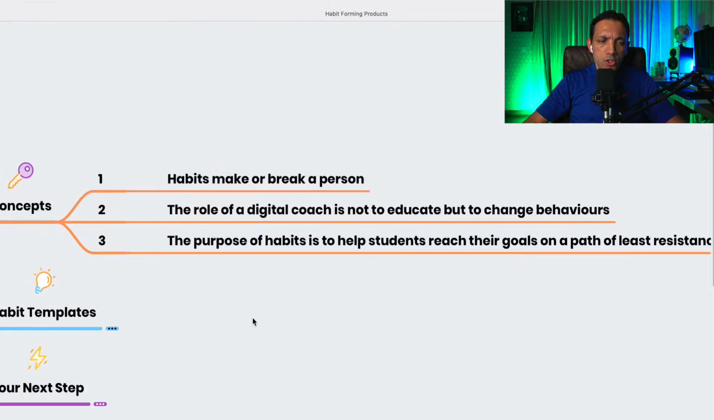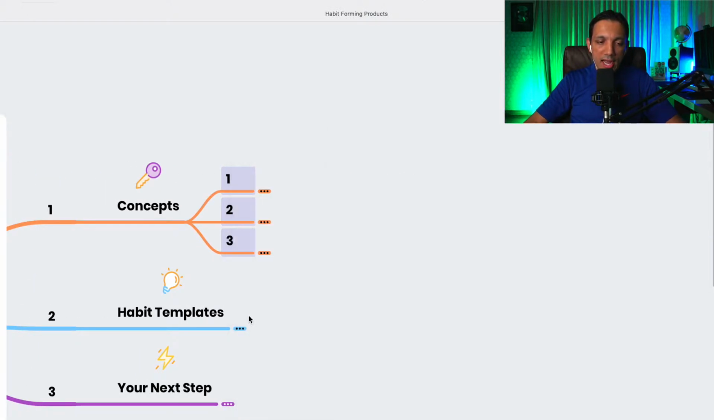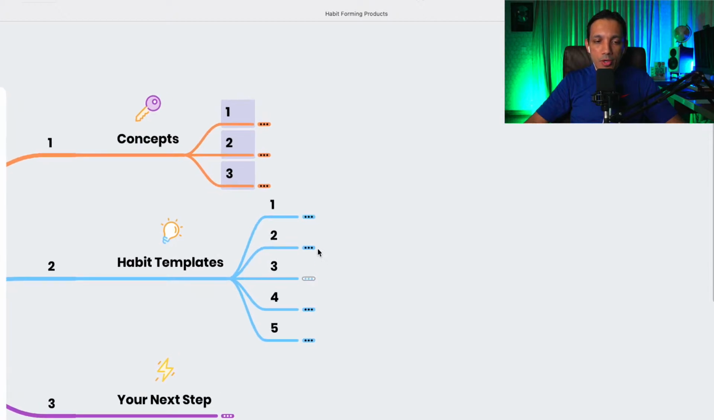So with these being the 3 concepts, I'm going to give you some habit templates that I have actually incorporated into my community. And please make note of this, because if you're a part of my community, you would know that I'm doing these things. But if you're not a part of my community, you'll also understand exactly how I operate inside and how I'm able to keep the communities together.